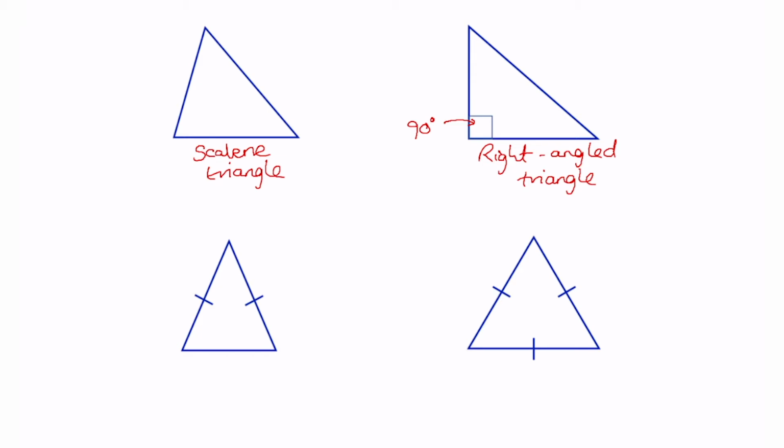That means that in the bottom left-hand corner we've got an isosceles, indicated by the fact that we've got a dash on 2 sides. These 2 sides are of equal length, and knowing that this is an isosceles triangle also means that these 2 angles are also equal. The final triangle is an equilateral.